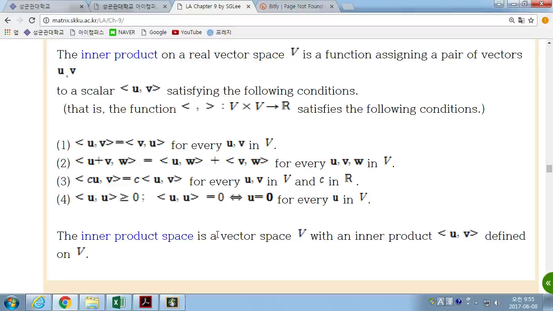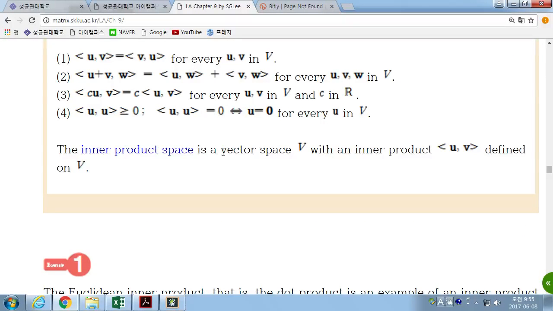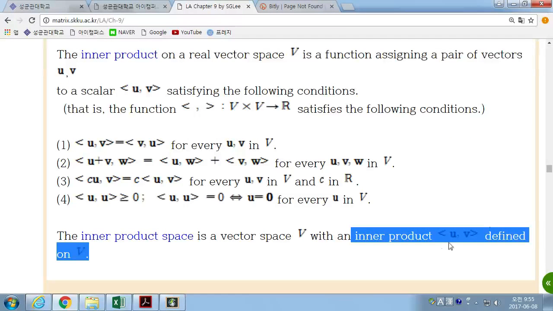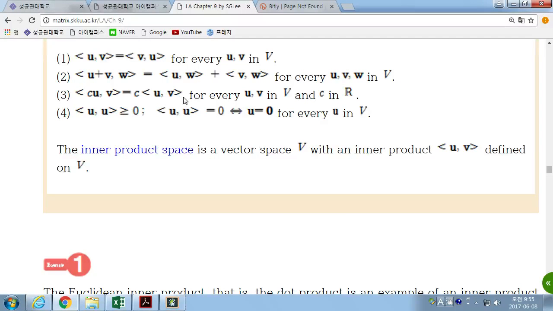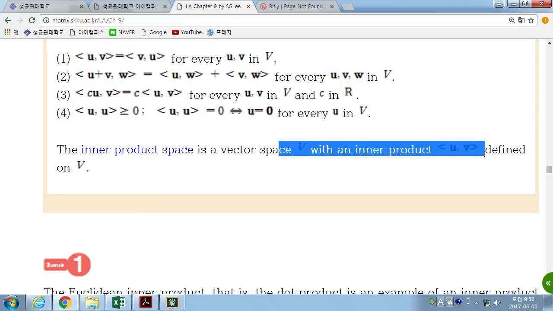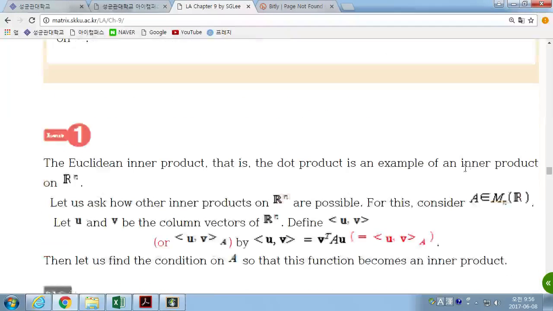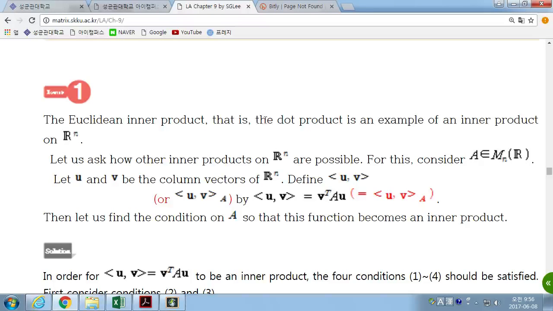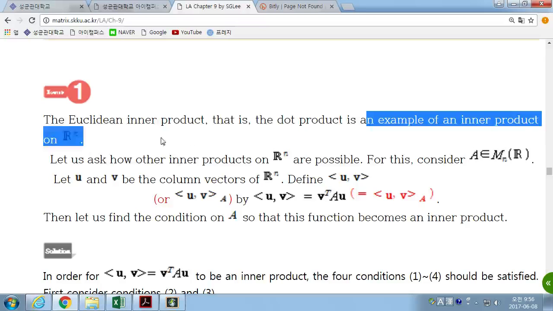If a vector space has an inner product, this kind of operation, then we call this vector space an inner product space with this inner product. If we have an inner product that satisfies these four properties, and the vector space has that inner product, then we call that vector space with this inner product an inner product space. Here, the Euclidean inner product, the dot product, is an example of an inner product on Rn.